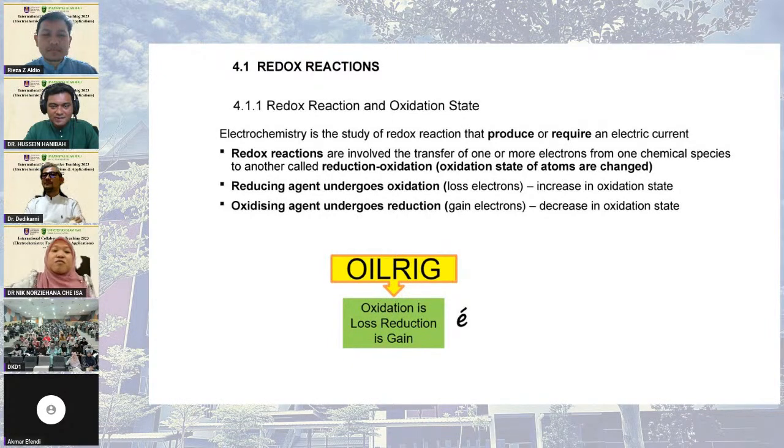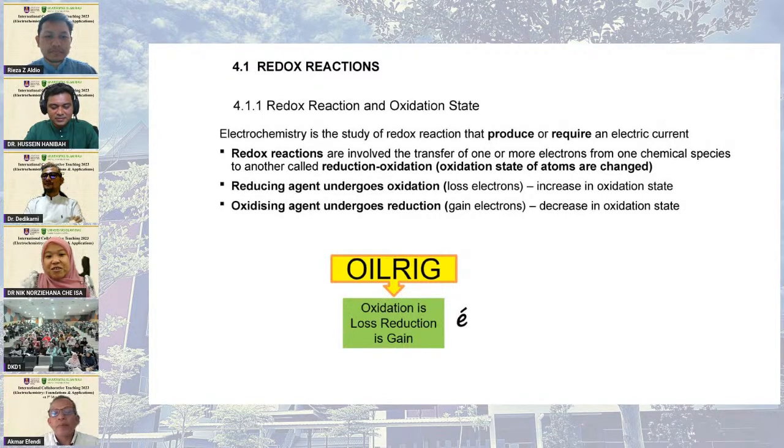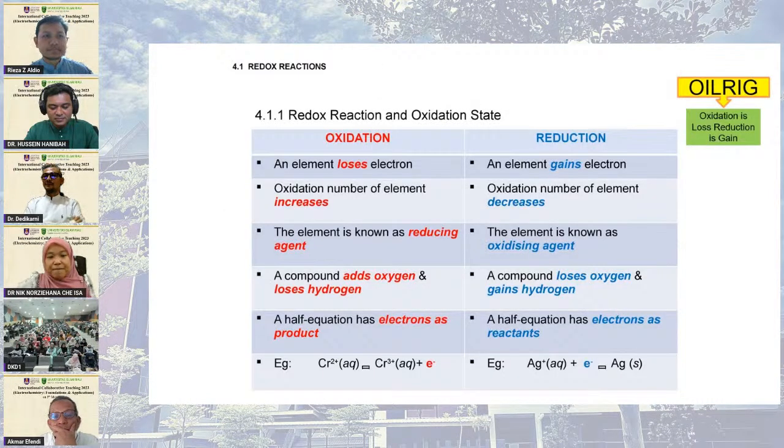Alright? So the reducing agent will undergo oxidation and will lose electrons, and the oxidizing agent will undergo reduction, which means it should gain electrons. So instead of the OIL RIG terms, this is the difference between oxidation and reduction in a redox reaction. Oxidation is loss, so it loses electrons, and the oxidation number will increase, so we know it as a reducing agent.